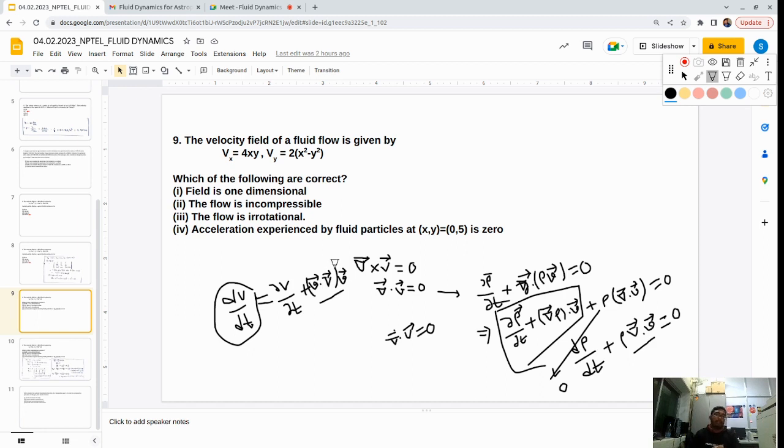Now if this is 0 also, then you can tell that the acceleration is 0. Otherwise there is some acceleration due to this spatial change in the velocity. So calculate it and tell me.